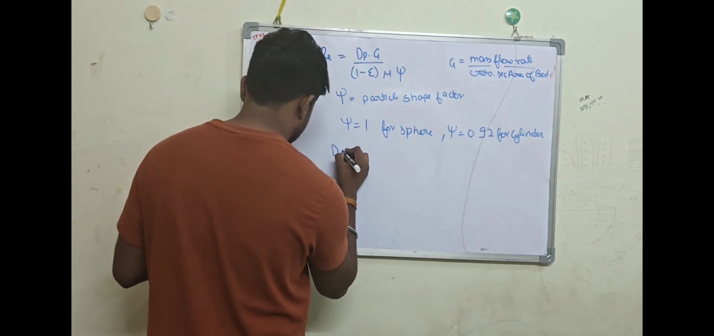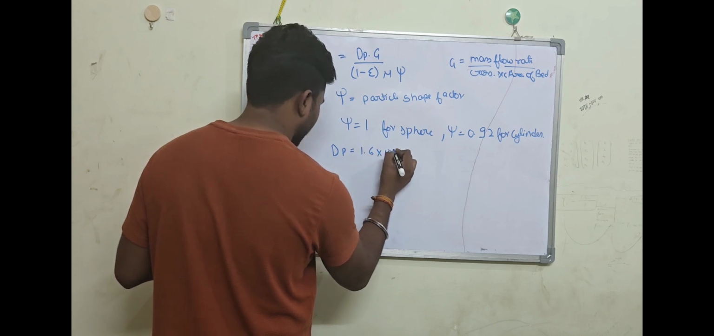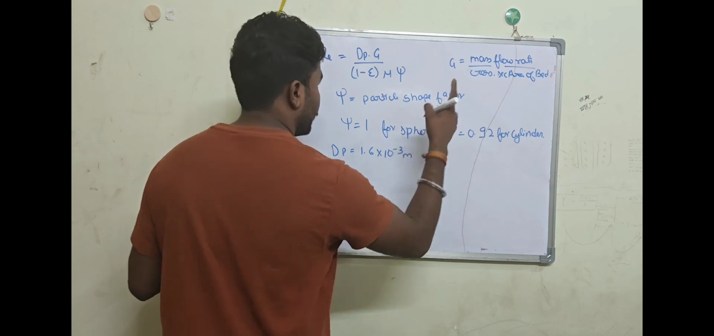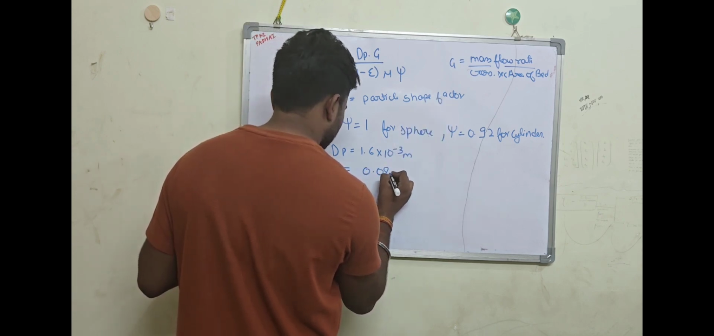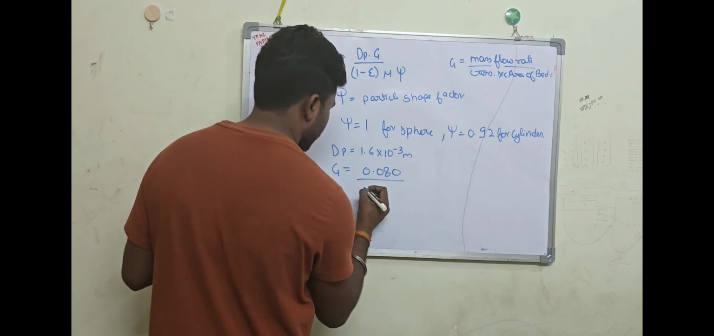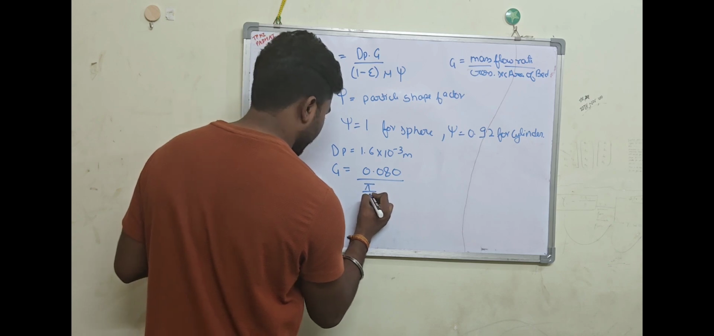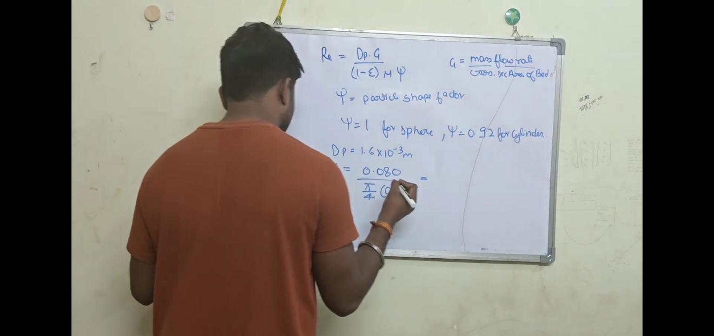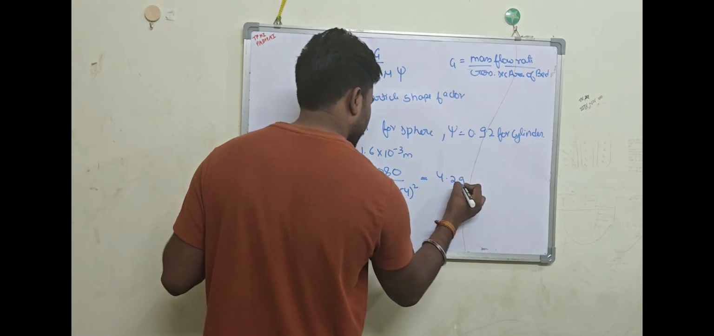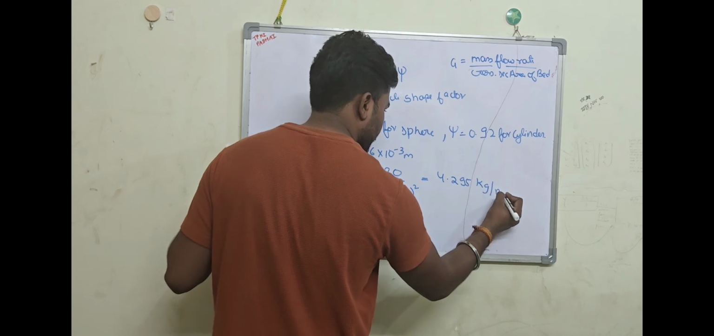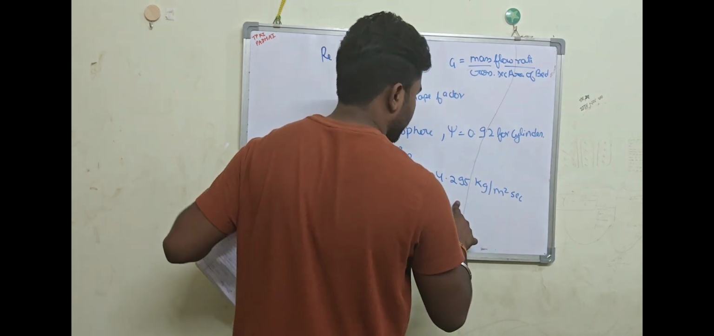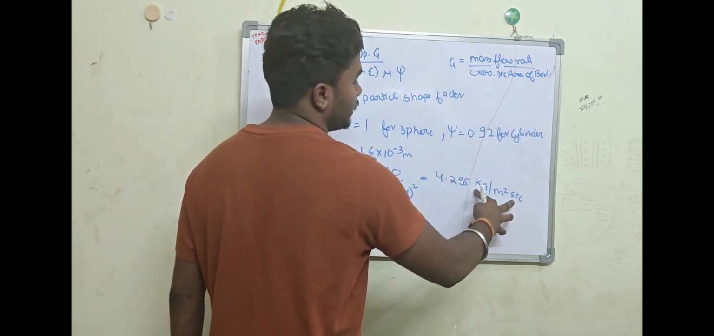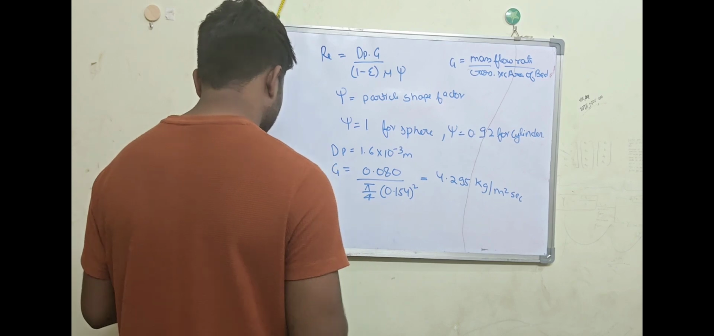dP is given as 1.6 into 10 to the power minus 3 meters. G can be calculated from that given formula. Mass flow rate was given as 0.080 and area of that packed bed can be calculated as pi by 4 into 0.154 square, which results in 4.295 kg per meter square second. We can check from dimensions also: flow rate, kg per second, upon area. So dimensionally it is also correct.